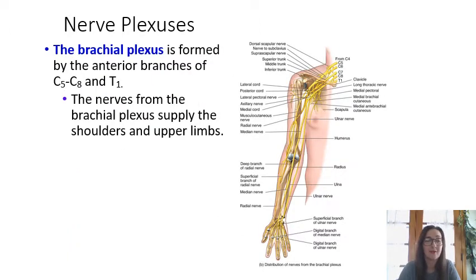All right. Down a little bit inferior to the cervical plexus, we'll come across the brachial plexus. So the brachial plexus is going to be a combination of cervical nerves 5 through 8 and also the first thoracic nerve. So again, these branch off of the spinal cord and then they sort of intertwine and wrap around one another to become that brachial plexus. And then the nerves that arise from that brachial plexus are going to supply the shoulders and the upper limbs.